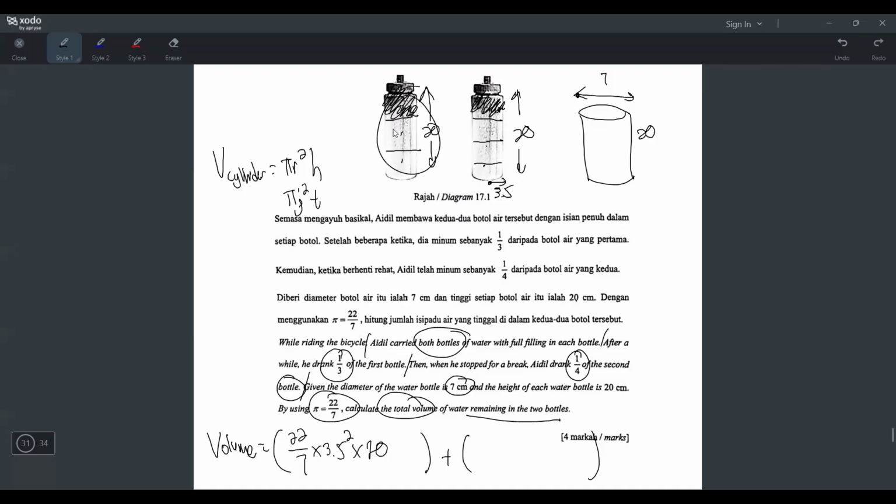But this is the volume for the whole bottle, right? The remaining is like he already drank 1/3, so you have to times 2/3. Okay, you understand, right? Because the remaining is 2/3. So this is how you find the volume of the first bottle.